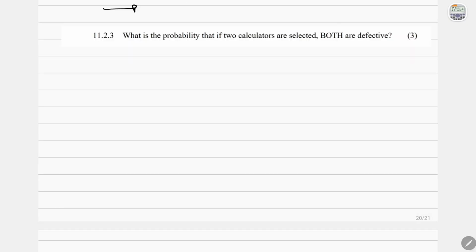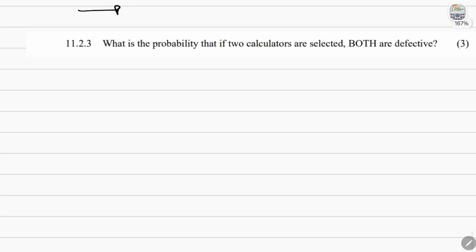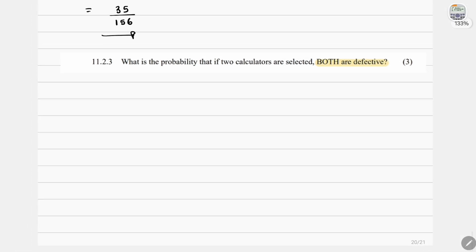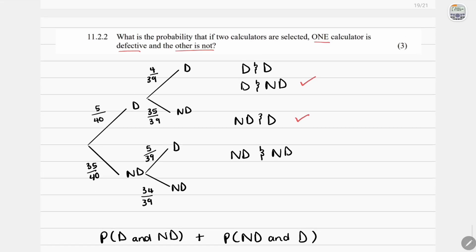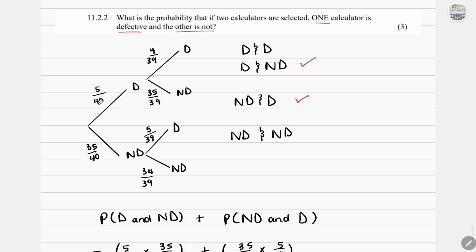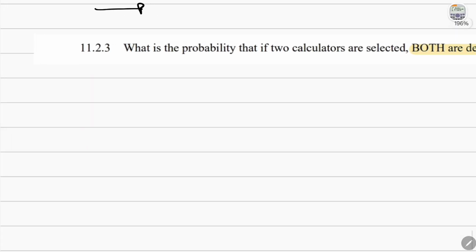Question 11.2.3 says, what is the probability that if 2 calculators are selected, both are defective? So we're just looking for defective and defective. So do we see that in our outcomes? Yes, we do. It's this first one. Okay, probability of selecting a defective in the first and a defective in the second pick. So that's going to be 5 over 40 multiplied by 4 over 39 because they're happening together, so we multiply. Okay, so 5 over 40 multiplied by 4 over 39.